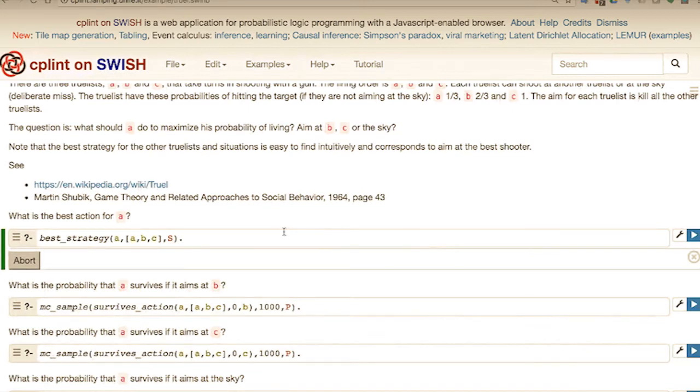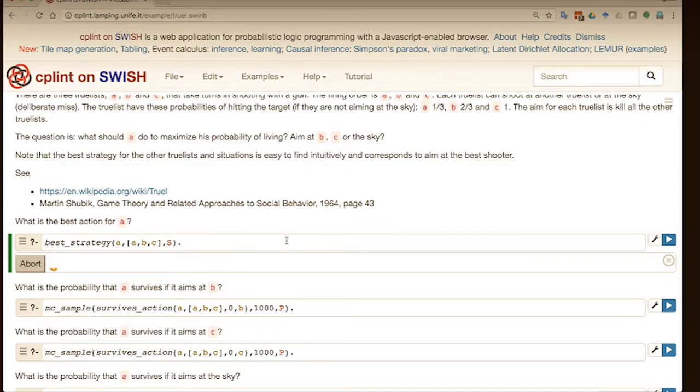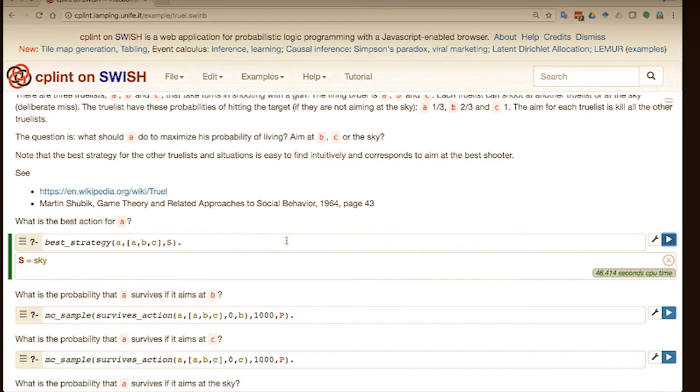So it takes some time because it performs inference by running sampling. It takes 1,000 samples to find out what is the best solution. Usually it takes about 46 seconds. So the best solution is to aim at the sky. So for A to survive, it should aim at the sky.